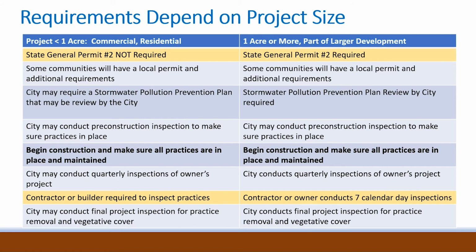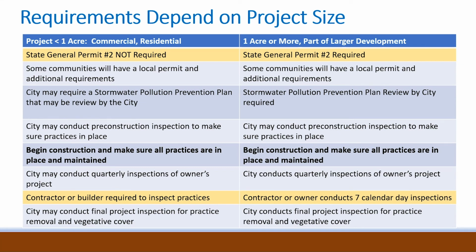Now, let's take a look at projects that are less than 1 acre on the left side of the table. If a project is less than 1 acre and not part of a larger development, it is not impacted by IDNR's General Permit Number 2 requirements. However, there may be local requirements. The city has an illicit discharge program that prohibits the discharge of pollutants into the storm sewer system. Sediment and other pollutants from construction projects should not be discharged into storm sewers.